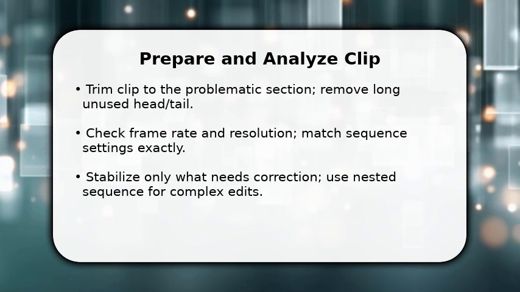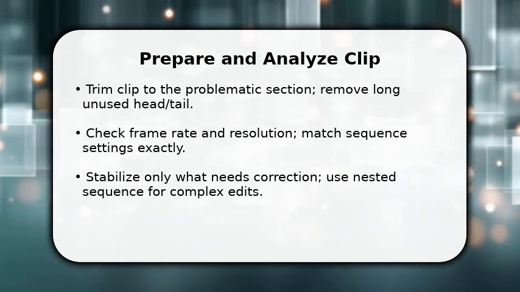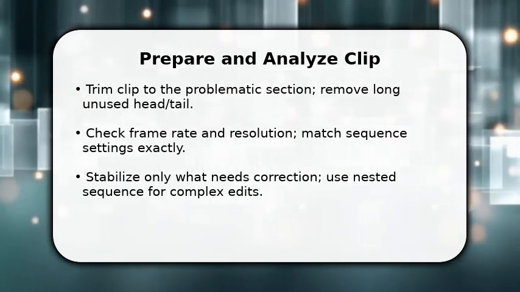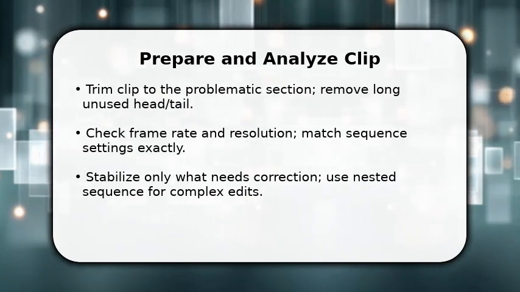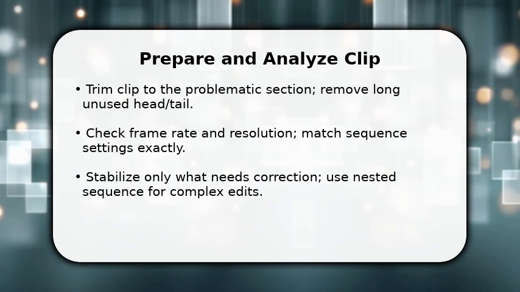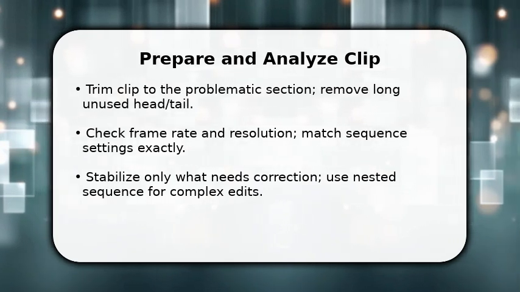If your edit is complex, make a nested sequence. This preserves effects and makes stabilization predictable. You're avoiding wasted processing time and reducing warping issues later, and that setup increases the chance of a clean, high-quality result.